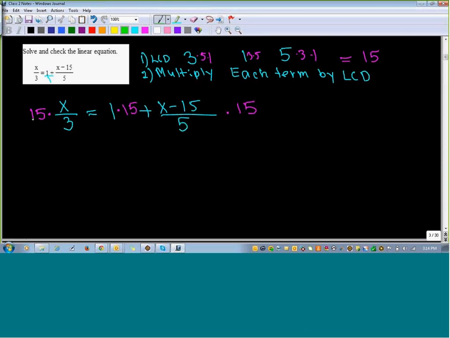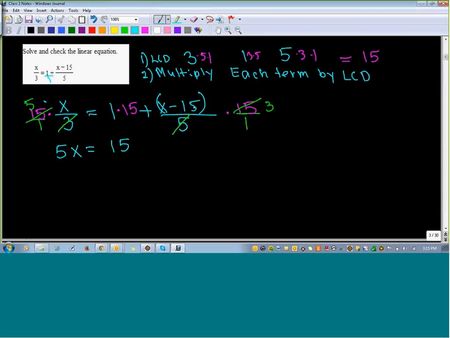Now, 5 goes into 15 3 times, right? Canceling there. 5 times x is left there. Make sure you keep this in parentheses when you multiply a number over more than one term, right? Plus 3 times x minus 15.